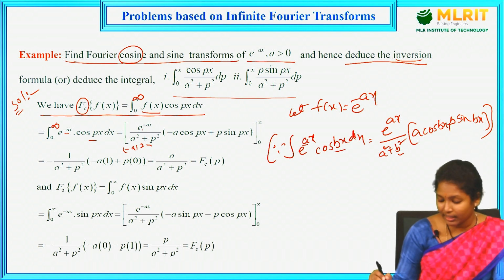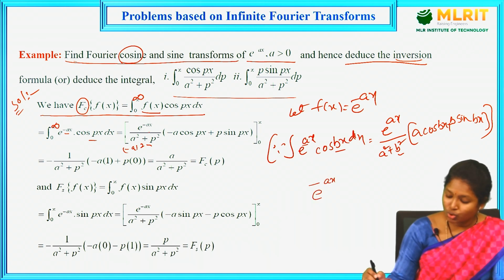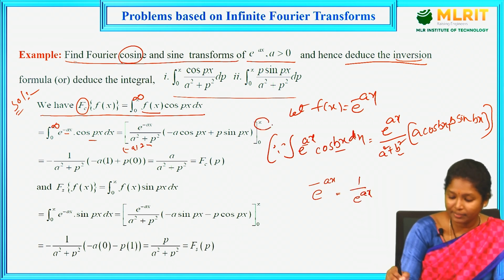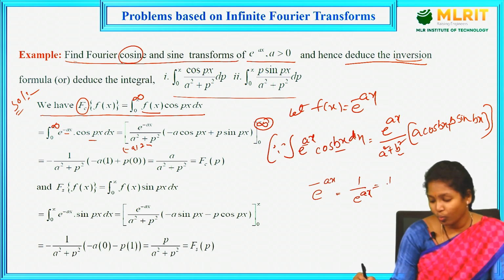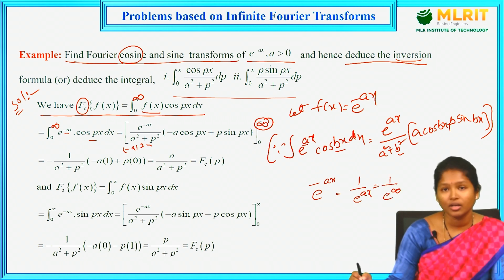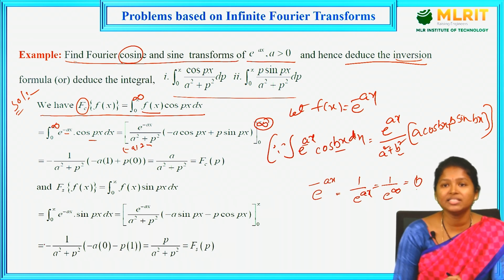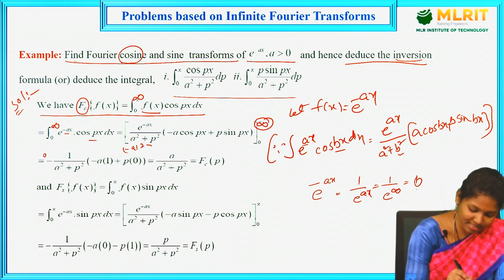Here the e power minus ax term can be written as 1 by e power ax. The upper limit was infinity, so when I put infinity, we get 1 by e power infinity. 1 by infinity value is 0, and 0 into anything is 0. That means the upper limit of the total term is 0, so 0 minus.